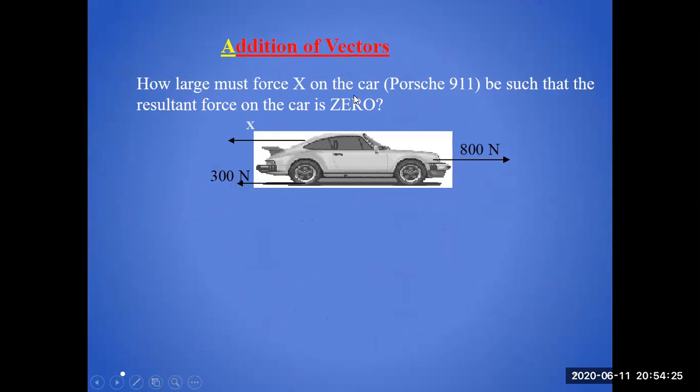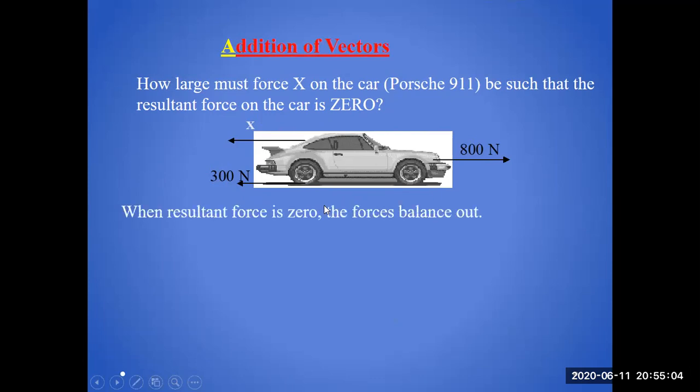How large must the force X on the body be such that the resultant force on the car is 0? Look, here it is 800 Newton, here it is 300 Newton. Then what should be the amount of force acting at point X? Add these two, that is 300, add a figure to make it 800, that is 500. So the resultant force will be 0. Why? Because this direction is rightward, the other one is leftward. If you find the difference, that must be equal to 0.